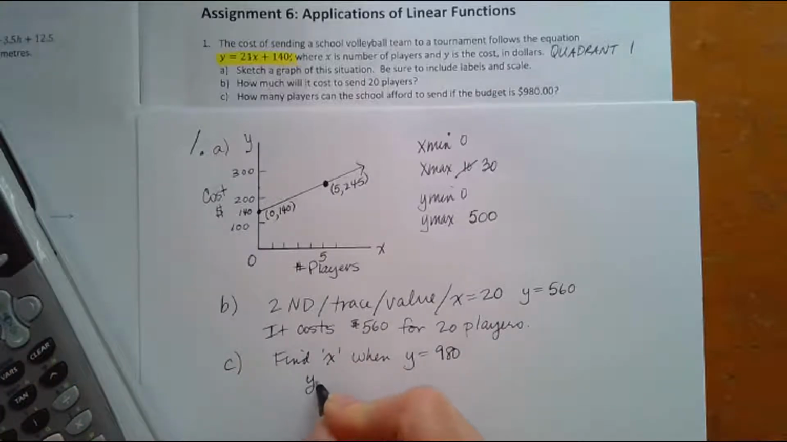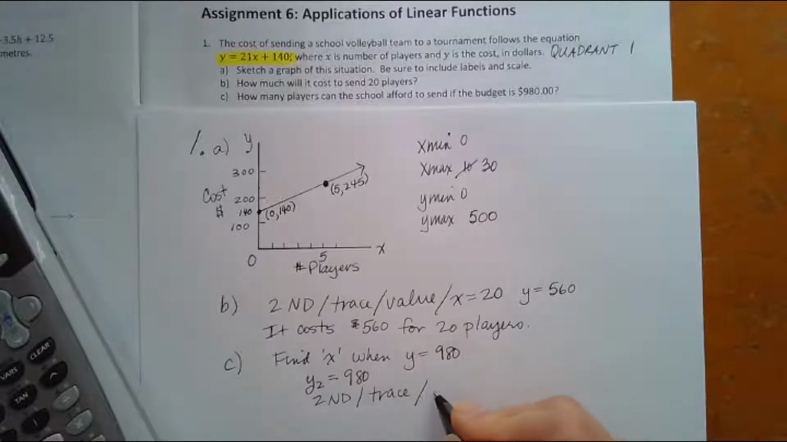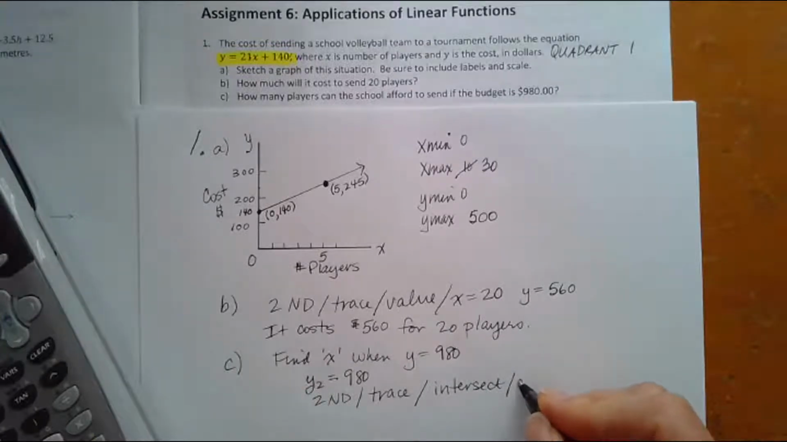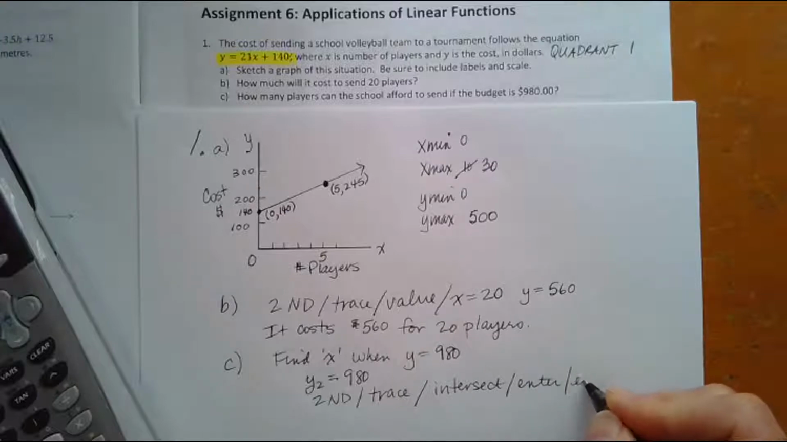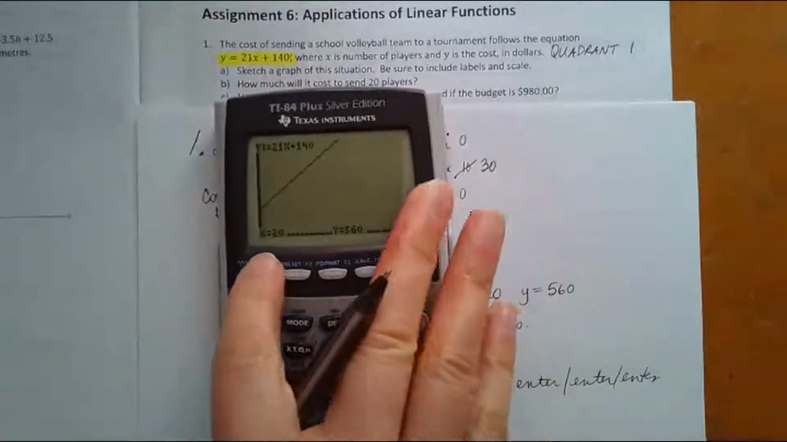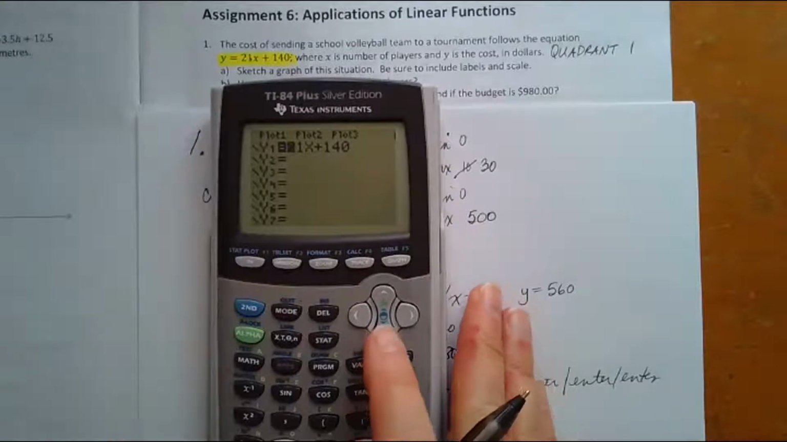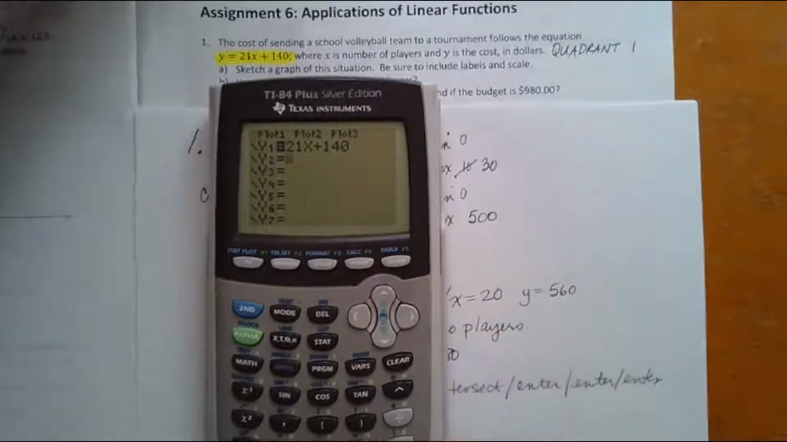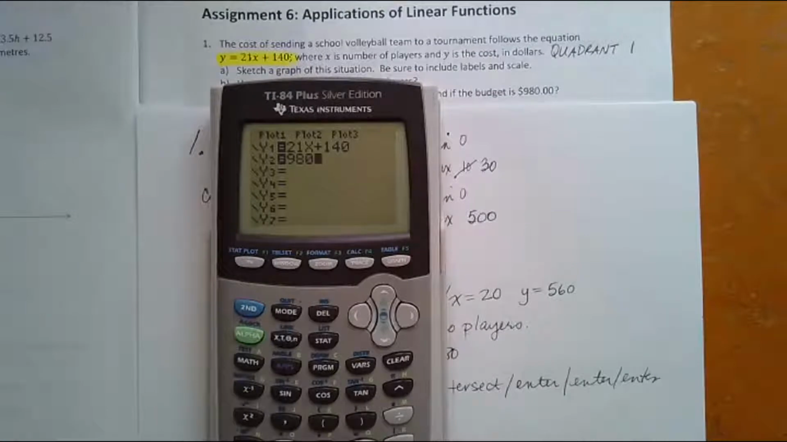Remember, you enter into Y2 980. So you have 2 lines going, and then you go to your second trace, but you hit number 5, intersect. And then you answer those questions. You say yes, enter, enter, enter. So it's a little more complicated when you're given Y information. All right, I go to my Y equals screen, and in Y2, I enter 980.